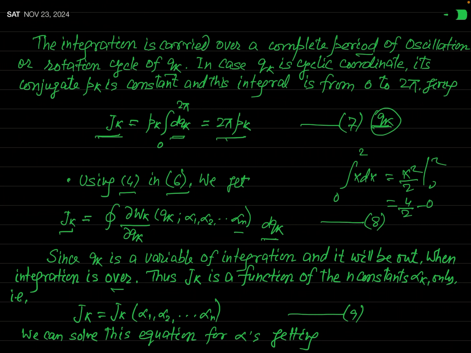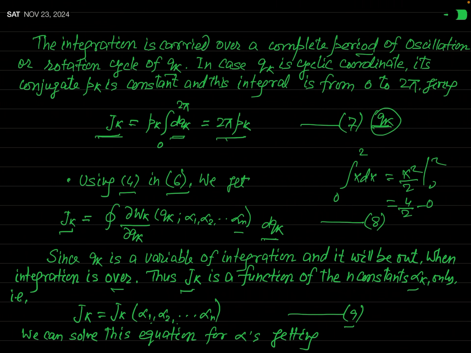Have you understood? So Jk is a function of n constants alpha k, that is Jk equal to Jk of alpha 1, alpha 2, and so on, alpha n. Actually this equation is just a transformation equation. If you know alpha 1, alpha 2, and so on alpha n, you can find Jk. But the inverse transformation is also possible.